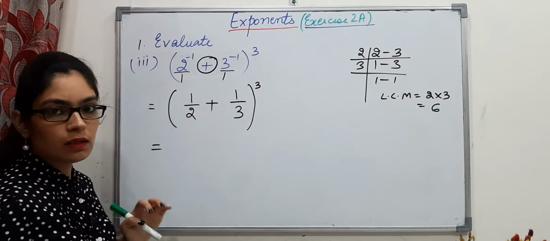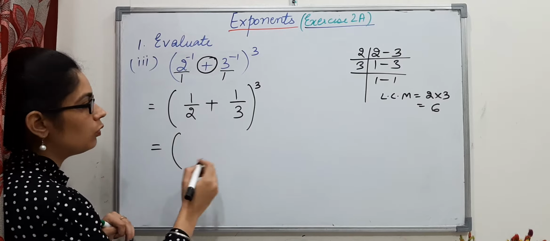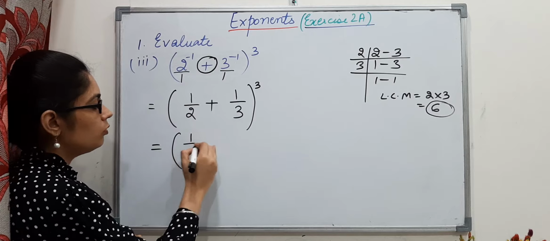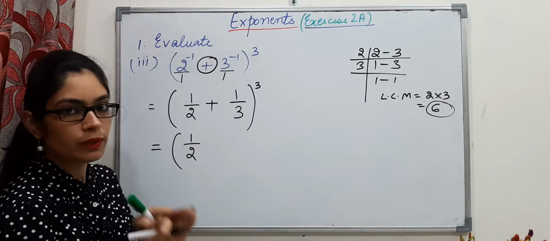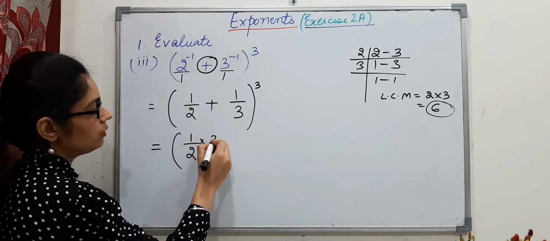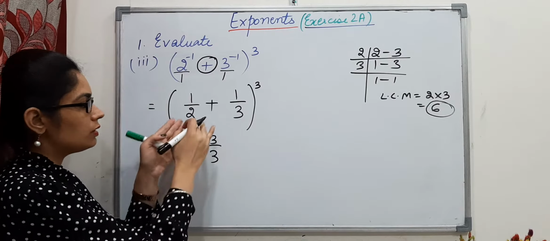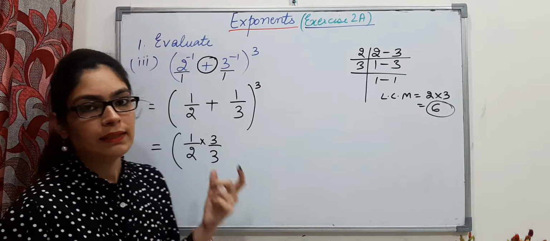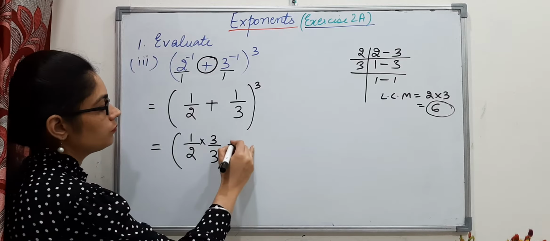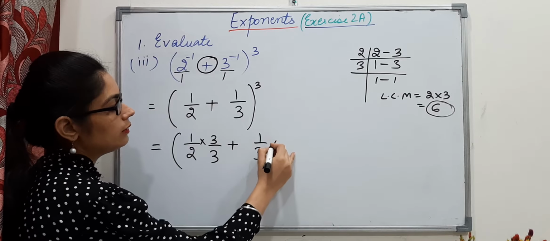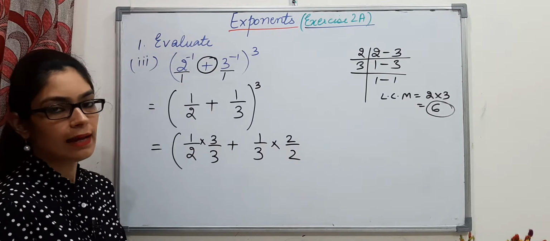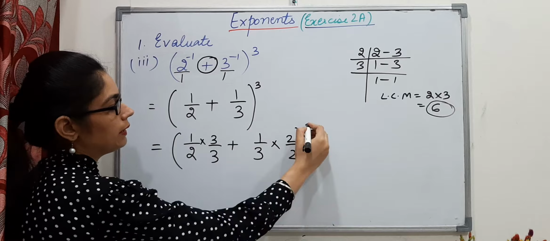So we have to make the denominators the same, equal to the LCM. So for 1 by 2, we will multiply with 3, because we know 2 into 3 is 6. We have to make the denominators equal to our LCM, and they should be equal to each other also. Plus 1 by 3: 3 into 2 is 6, so with 2 we will multiply both numerator and denominator. So both we have to multiply.